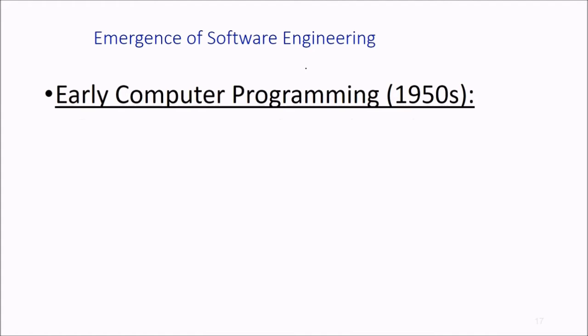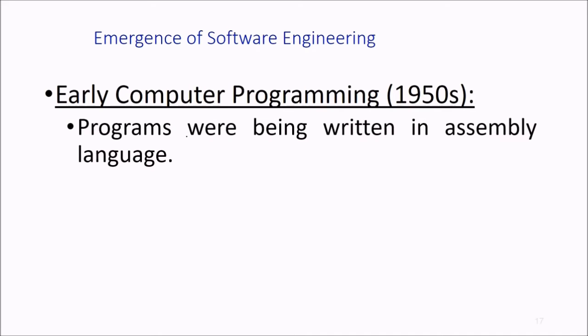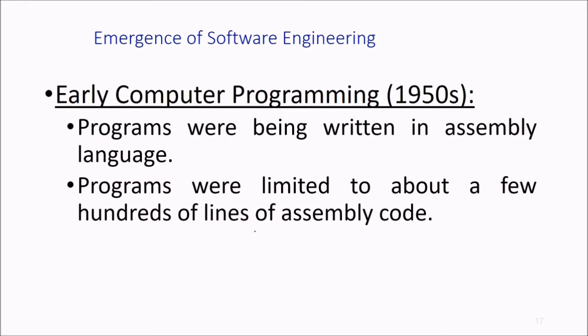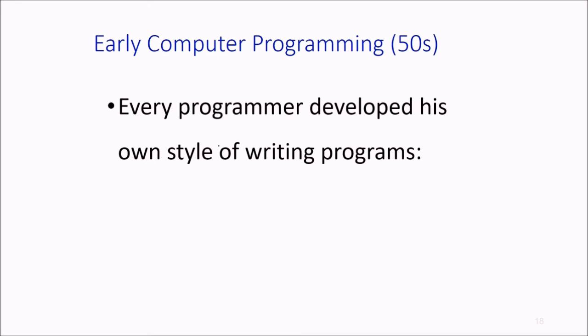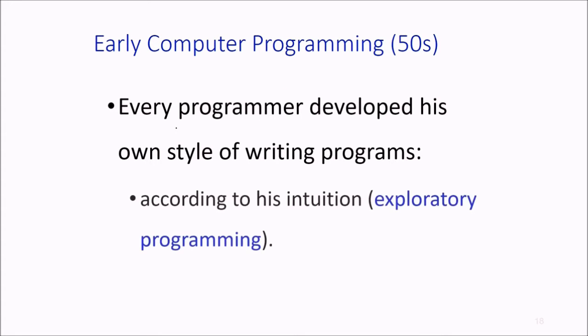So how has this taken place? In early computer programming in the 1950s, programs were being written in assembly language. Programs were limited to about a few hundred lines of assembly code. Every programmer developed his own style of writing programs according to his intuition, which we call exploratory programming. According to one's intuition is the exploratory style of software development. And there are things which are wrong with the exploratory style of software development.